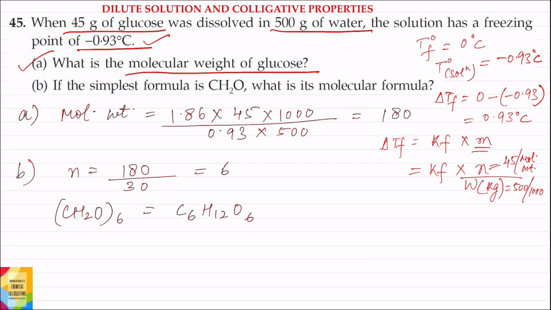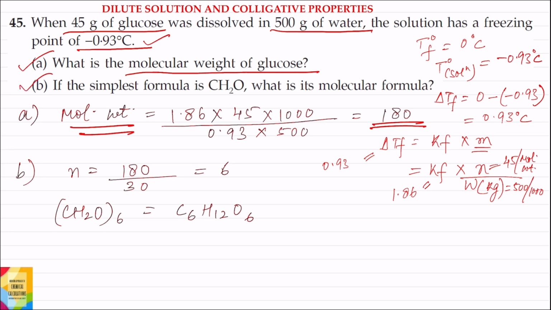Delta Tf की वैल्यू हो जाएगी 0.93 degree centigrade and value of Kf will be 1.86. Putting the values and solving, the molecular weight of the solute, that is glucose, is 180 grams per mole.